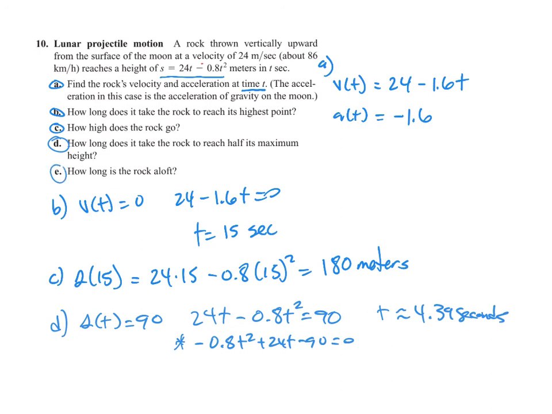And then finally, how long is this thing in the air? Well, this is actually a pretty easy question to answer. If it takes 15 seconds to get up to its highest point, it's going to take 15 seconds to come back down. And so the answer there is simply 30 seconds. It'll hit the ground after 30 seconds. It's aloft 30 seconds. I guess they don't call it air because we're on the moon. But it's aloft for 30 seconds.